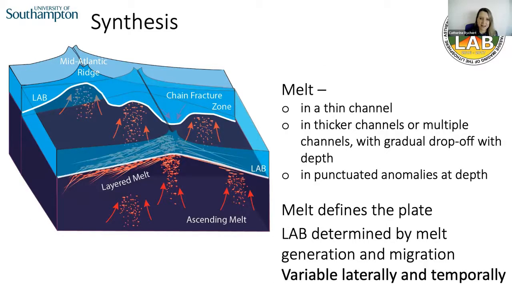Overall, it suggests that we have melt in a thin channel in the southeast. We also see evidence for a thicker melt channel that gradually falls off with depth. And we also find punctuated anomalies. It suggests that melt defines the plate, but the LAB itself is determined by melt generation and migration. And within our one study area, this is variable laterally and probably temporally.